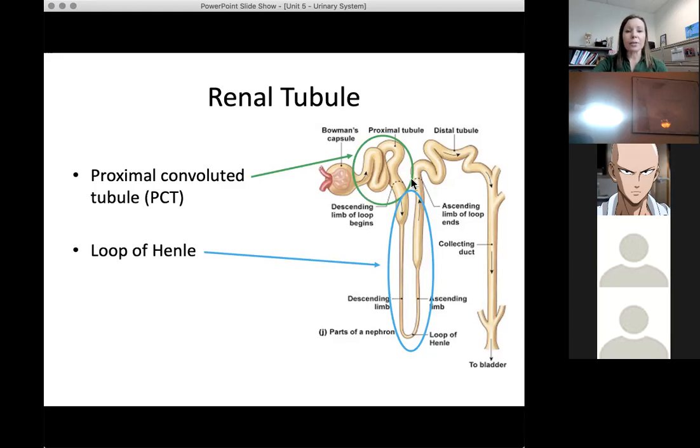This first part here that's circled in green is called the proximal convoluted tubule. It's kind of a long name, so we often just call it the PCT for an abbreviation. It's the very first part of the tubule. For the histology, remember histology is like the tissue makeup of an area, this is composed of simple cuboidal epithelium, so little cube-shaped cells. On their apical surface, their exposed surface, they have microvilli.